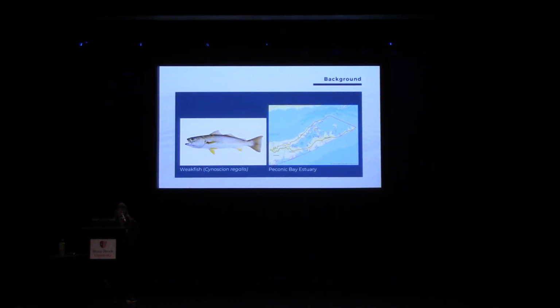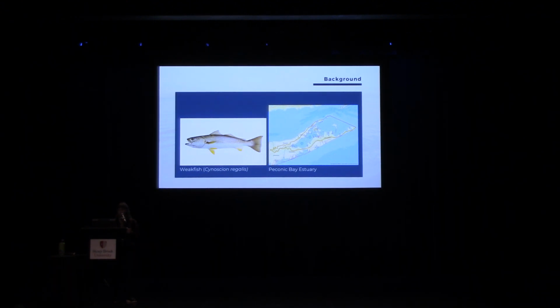So some background, weakfish, they are found from Cape Cod to southern Florida, but their primary range is considered to be New York to North Carolina, and they are managed as one stock across this entire range. Even though they're also thought to have natal homing.